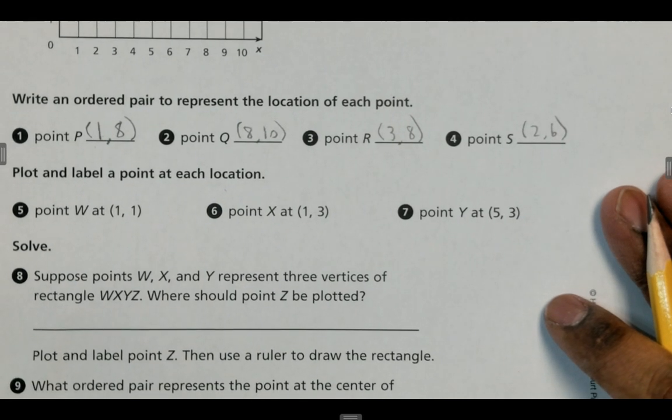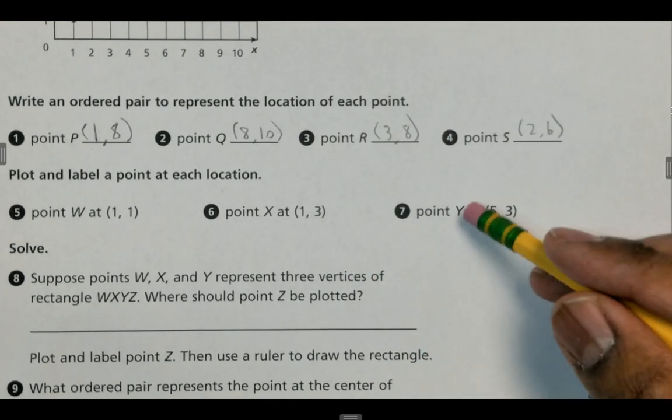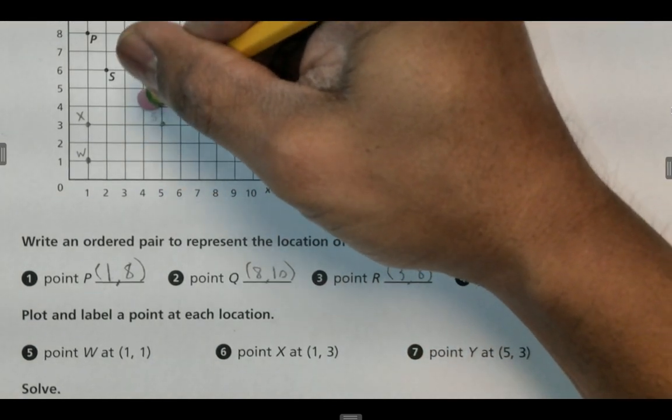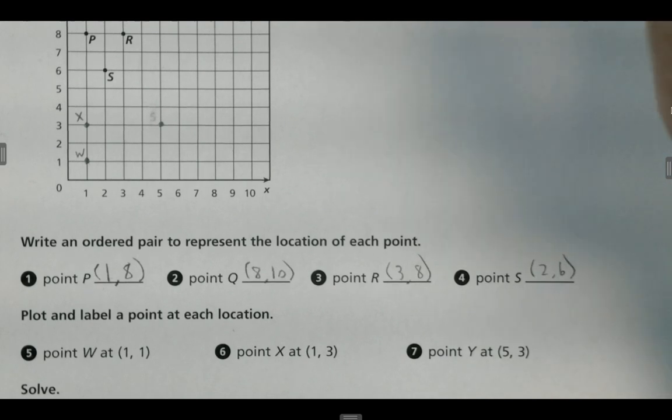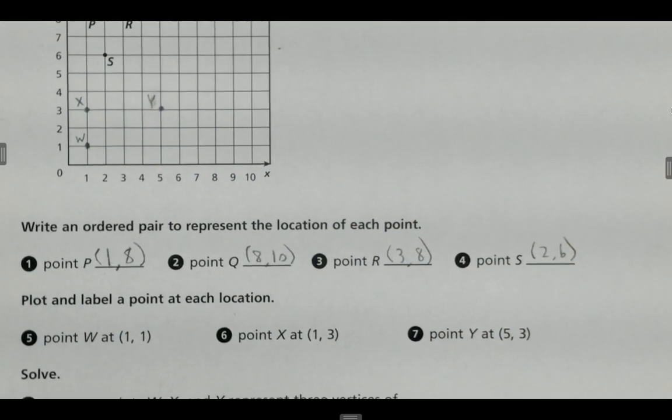Number 8, suppose points W, X, and Y represent 3 vertices of rectangle WXYZ. Where should point Z be plotted? Oh, and I see I actually made a tiny error in number 7. This was point Y. I gave it the wrong label. Not sure why I gave it an S, but let's update that because that's going to be important for this question that we're about to answer.